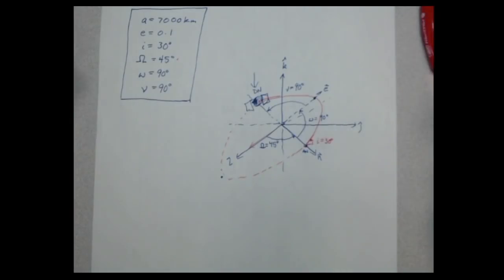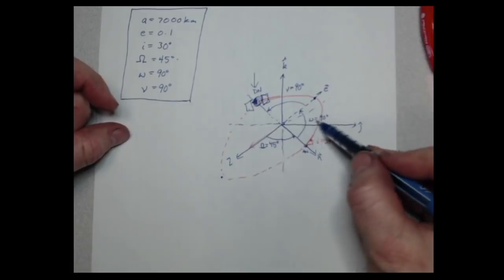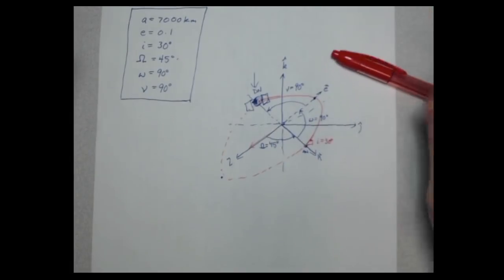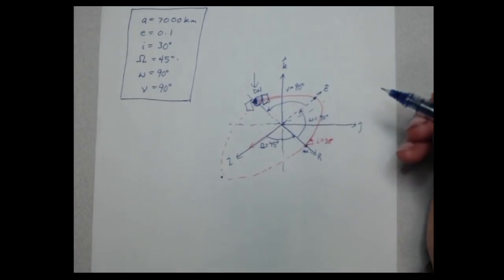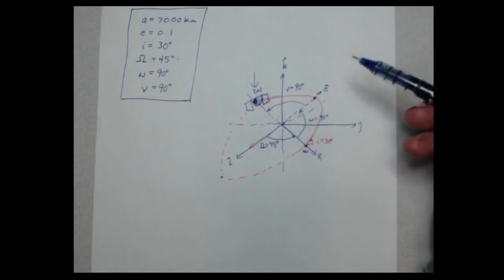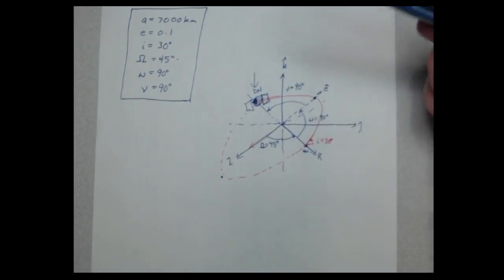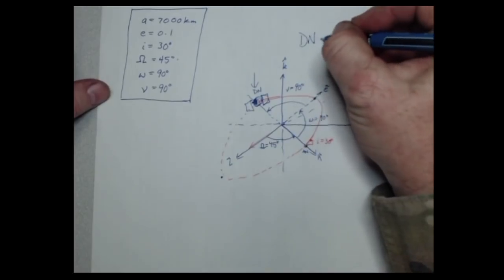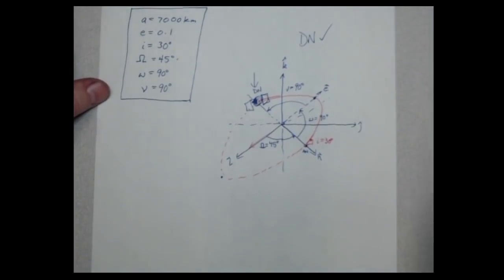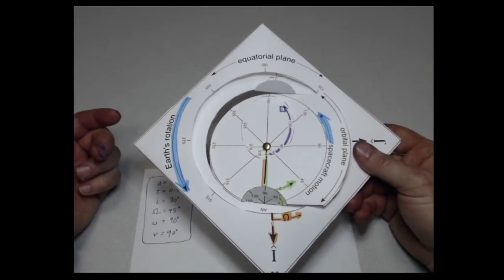So we're answering our questions. Is it on the I, J, or K axis? Nope. Here's the I, J, and K axis. It's not there. Is it over the North or South Pole? Well, a little pro tip here is that that can only happen if our inclination is 90 degrees. So that's definitely not going to happen in our case. But it is at the descending node. So descending node, check.